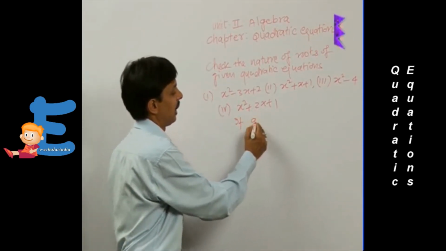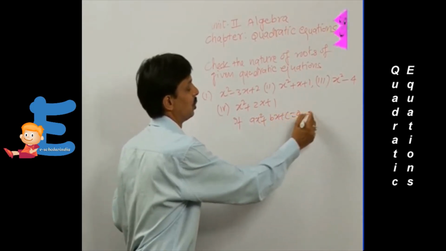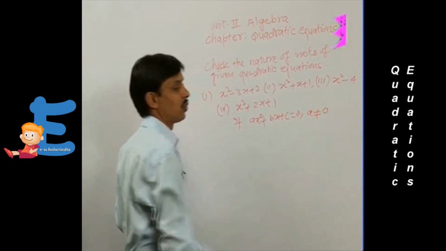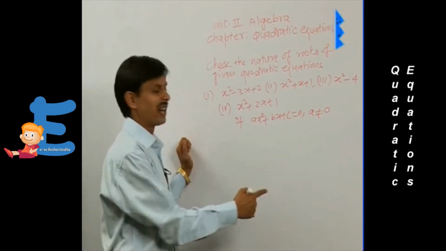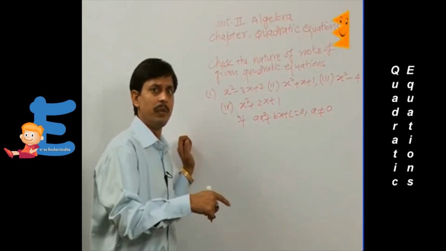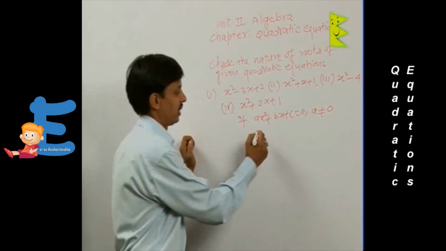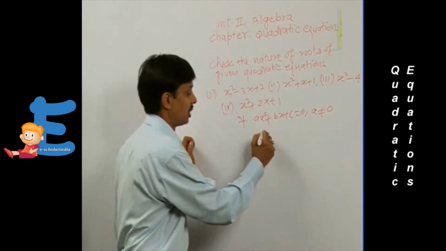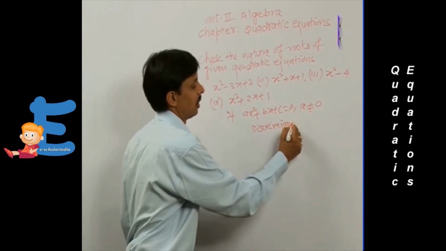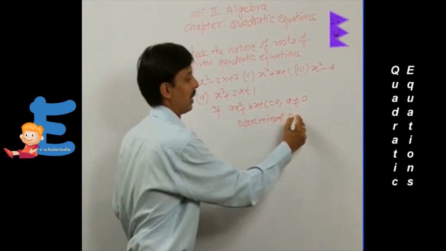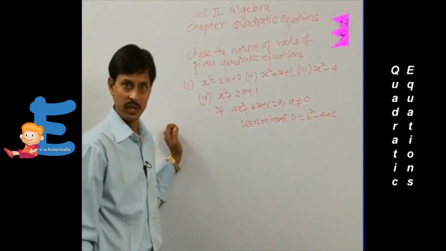If ax square plus bx plus c is equal to 0, provided a is not equal to 0, is the quadratic equation, then what is the value which tells about the nature of roots? That is discriminant, which was discussed with you. The discriminant is D, given by b square minus 4ac.